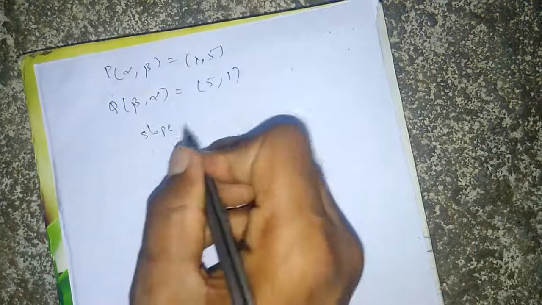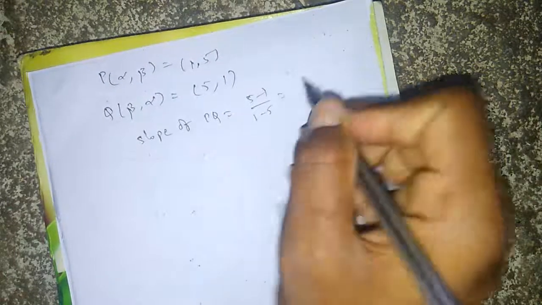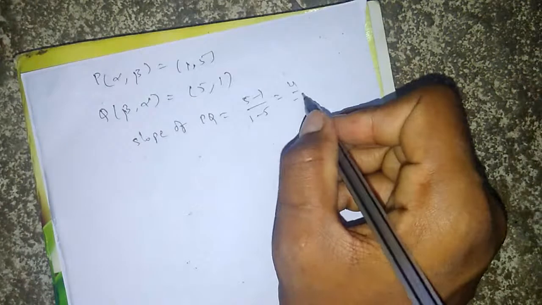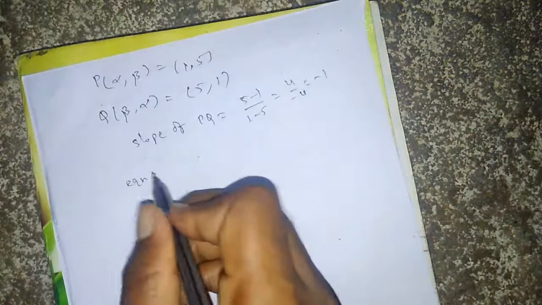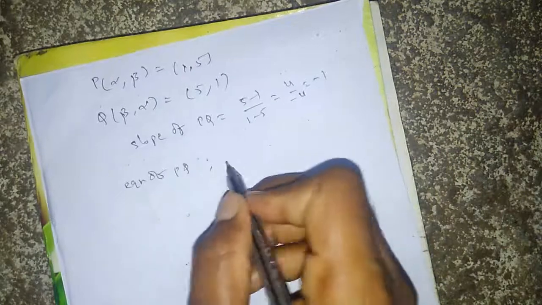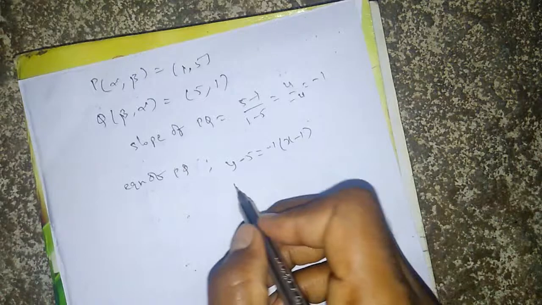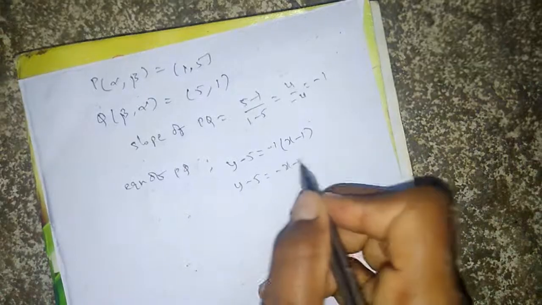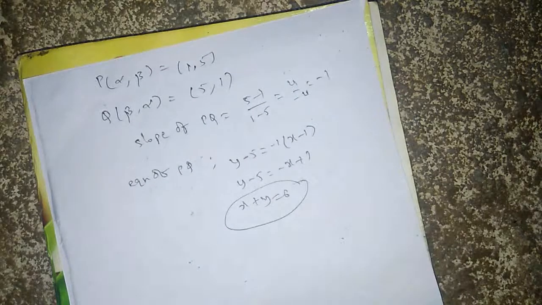Slope of PQ is 5 minus 1 by 1 minus 5, 4 by minus 4, that is minus 1. Equation of PQ is y minus 5 is equal to minus 1 into x minus 1. y minus 5 is equal to minus x plus 1, so x plus y is equal to 6 is the equation of PQ.